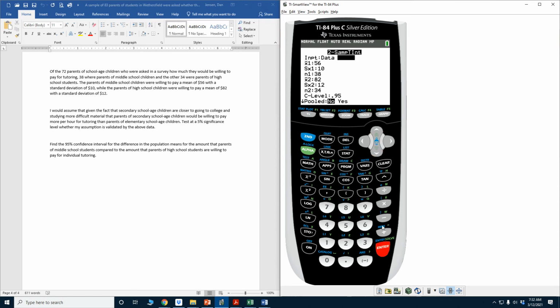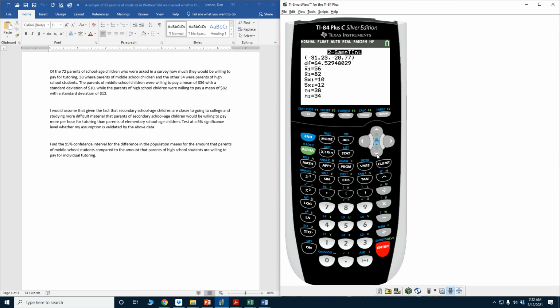I select that. Just like in all the other things, the calculator will pull in my x bar 1 was 56, my Sx1 was 10, n1 was 38. You see all that data there. I want to find a 95% confidence interval. I did my test unpooled, so I'm going to do my confidence interval unpooled. Calculate.